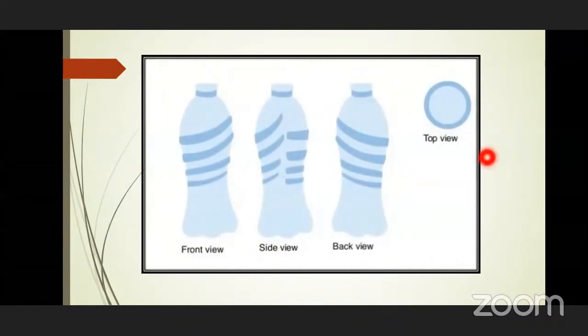Okay, now see, this is a picture of what? This is a bottle. Okay. Now see, when we are looking at a bottle from the front, the bottle will look like this. Okay, now if we are looking at the bottle from the side, then the bottle will look like this. From the back, this bottle will look like this. Okay, and if we look at the bottle from the top, then the view will be like this. Okay, so which is this view?